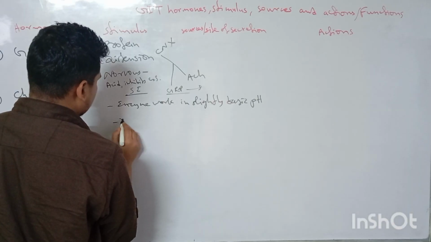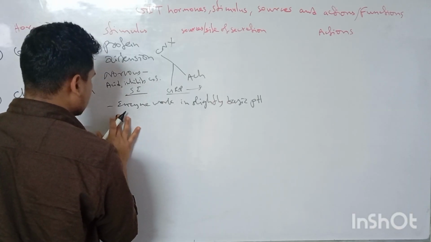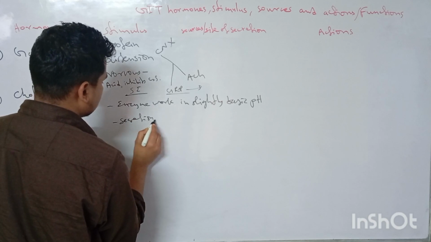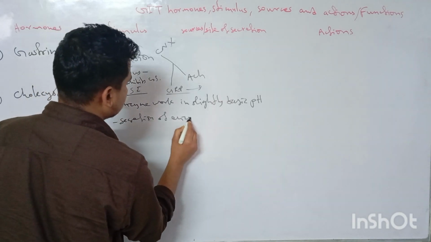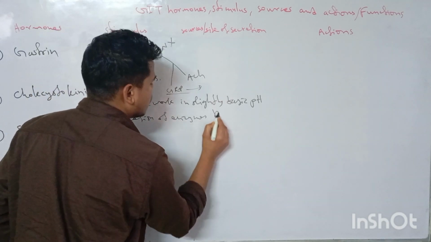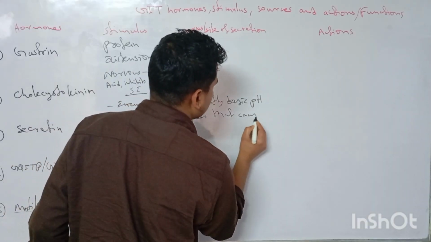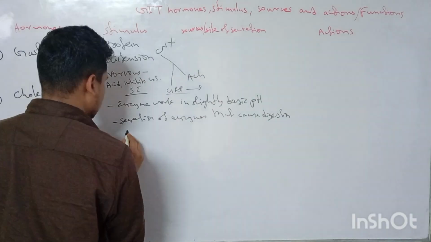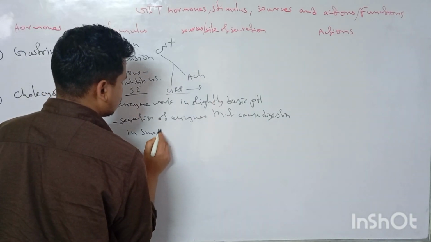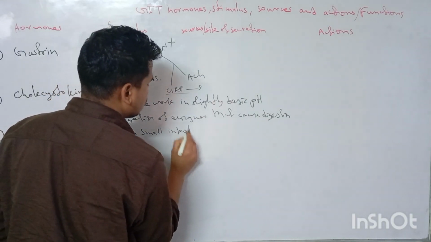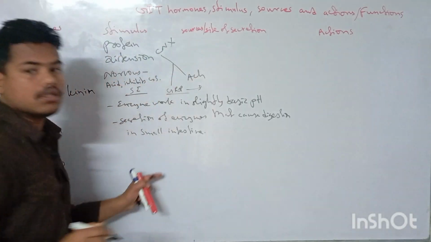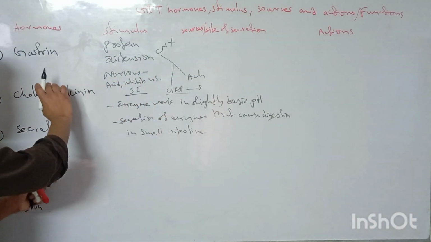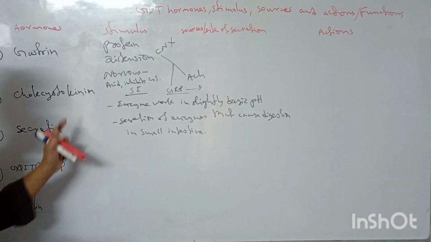So neutralize pH first, then secretion of enzymes that cause digestion in the small intestine. So all these need to be fulfilled in the small intestine, and these hormones will be causing those functions.